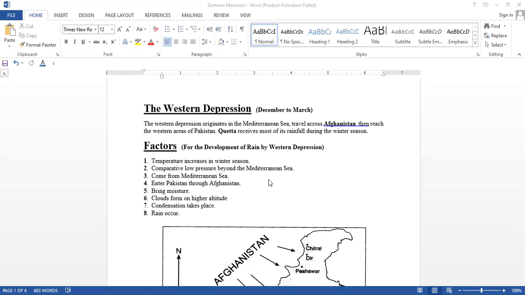So I'm going to tell you, last time I said, variations occur in temperature and air pressure. During the summer season there are sea breezes, and during the winter season there are land breezes. Land breeze means winds move from land to seaside. So it means there is no moisture.